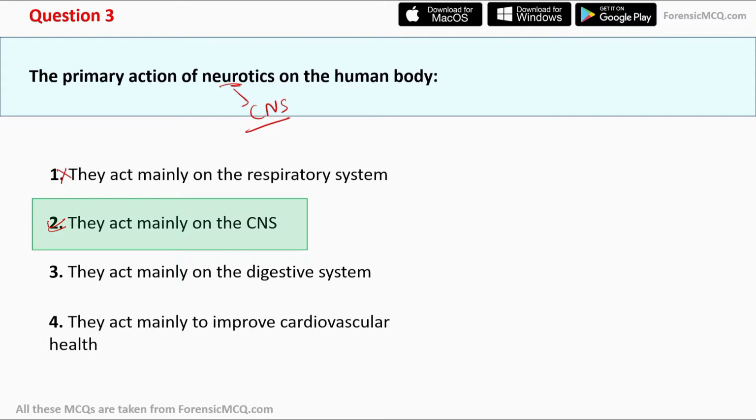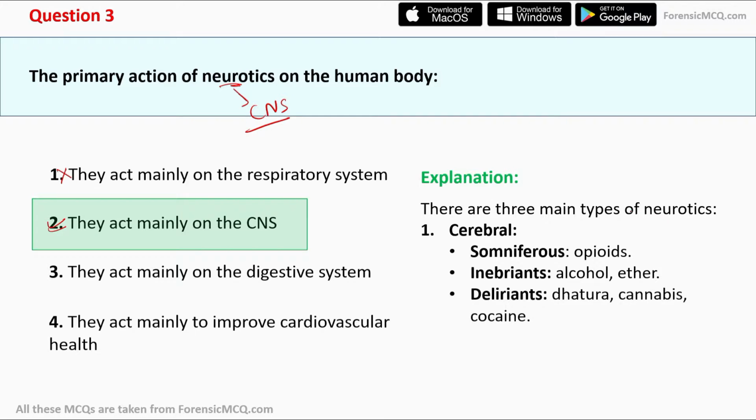Now let's check the explanation part. There are three types of narcotics. First is cerebral somnifacients. Somnifacients are substances that induce sleep, and one common example is opioids. Second is inebriants. Inebriants are chemicals that cause intoxication or create a state of excitement or euphoria, and the most common are alcohol and ether. And the third is deliriant. Deliriants are chemicals that cause a state of delirium, which is usually confusion.